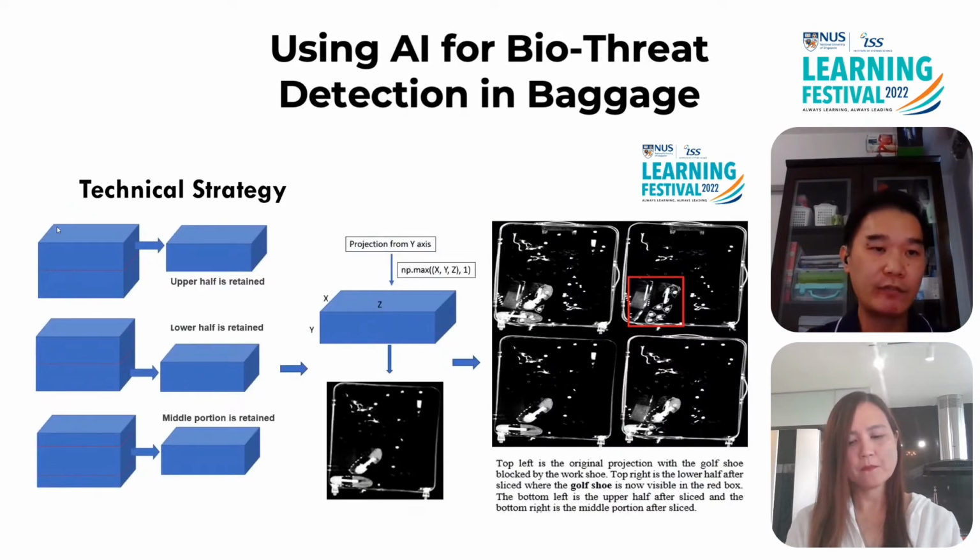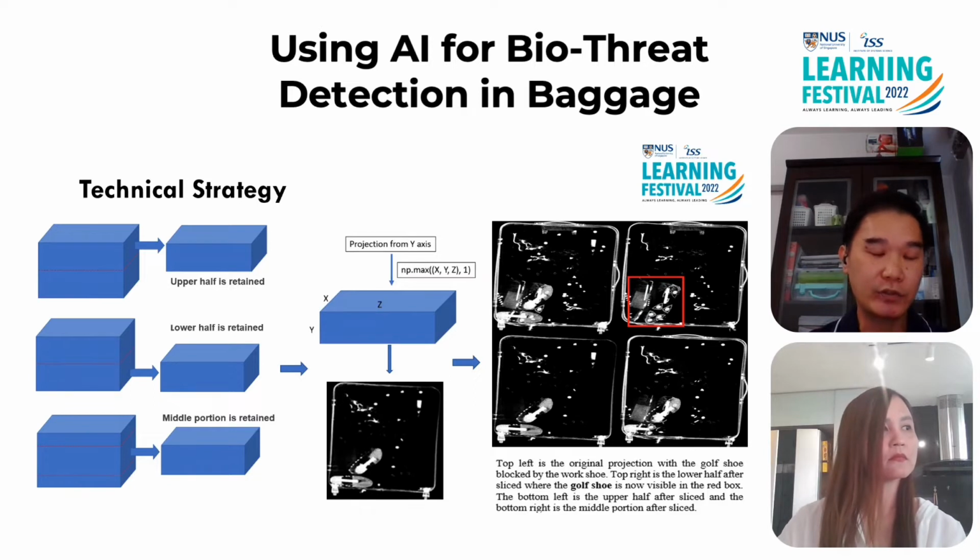So on the left image, what you can see is what I meant by the multi-slice method. As you can see, we slice the image by half. First we retain the upper half, then the lower half, followed by the middle portion. Then we apply a projection from the top view by simply retaining the max value from the top plane.